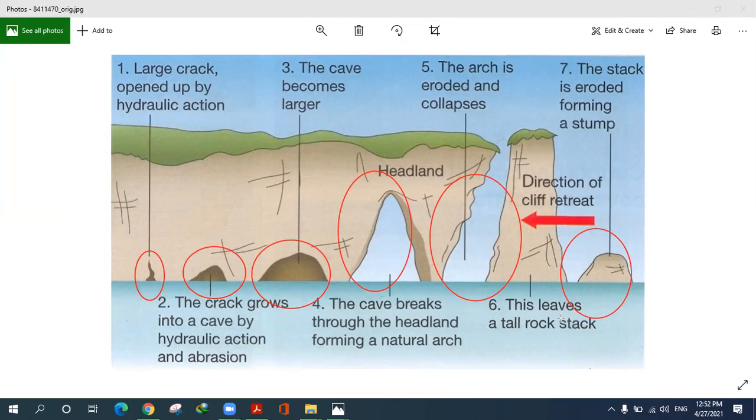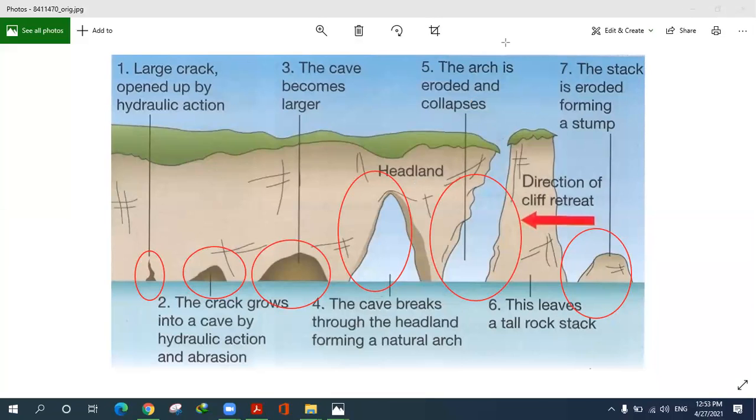Of course, this doesn't happen in a few days. This one takes years and years to be formed. So can you see even the headland, which is the hard part of the beach, will not survive from the water. It will be broken down, but it just takes a really longer time to be broken down. Okay?